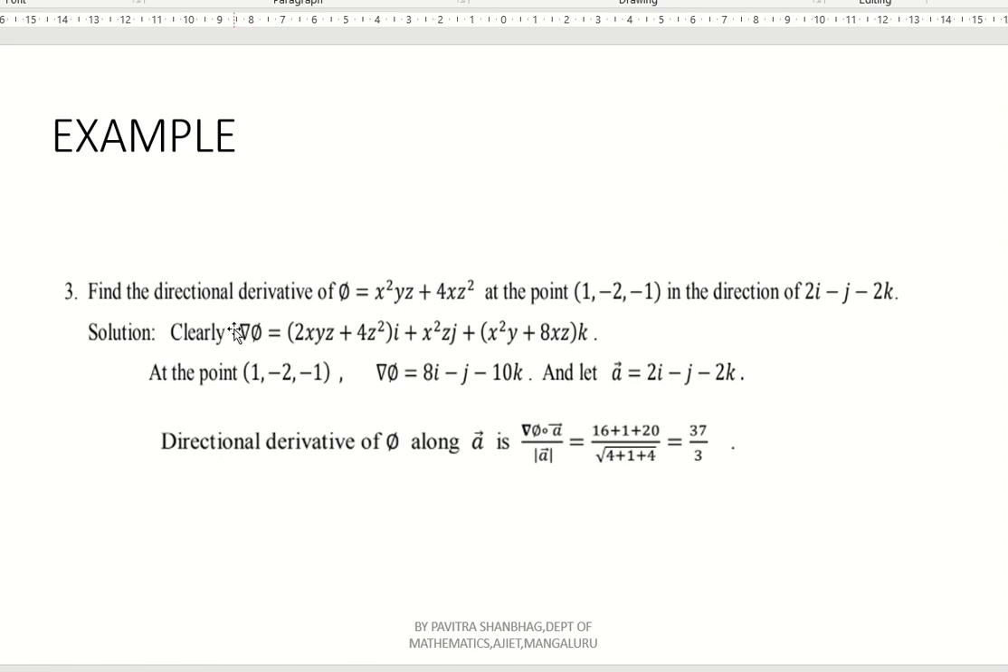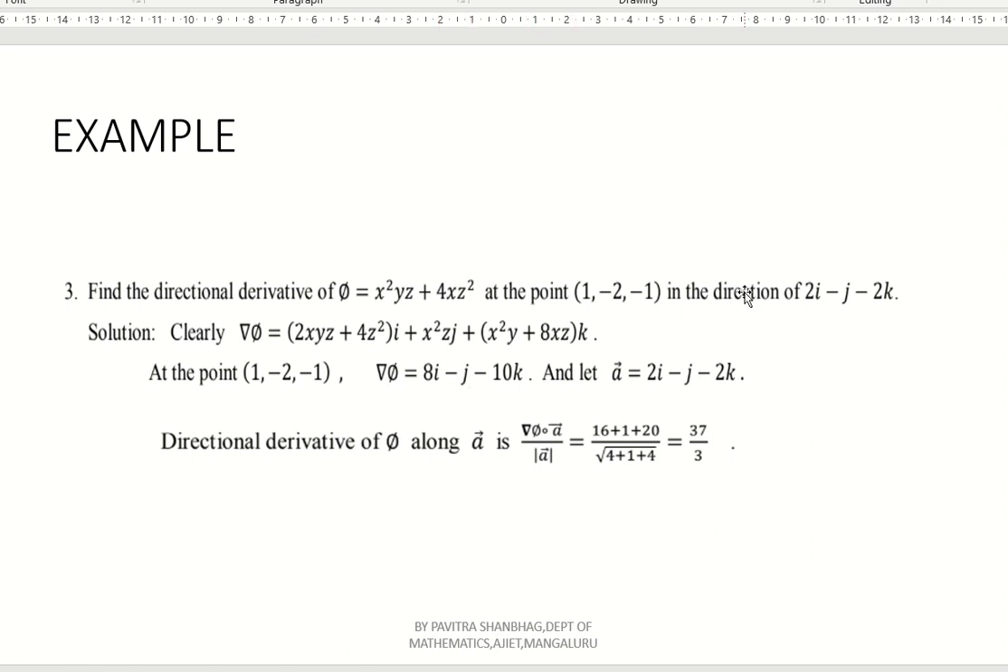First you need to write the definition of del phi. What is definition of del phi? We have explained in the first problem, right? Dou phi by dou x i plus dou phi by dou y j plus dou phi by dou z k. Later you have to replace phi quantity, then differentiate. Then at the point 1 minus 2 minus 1, what you will get? So 2 into 1 into minus 2 into minus 1 plus 4 into minus 1 whole square into i plus 1 square into minus 1 j plus 1 square into minus 2 plus 8 into 1 into minus 1 k. So what you will get here, del phi equal to 8i minus j minus 10k.